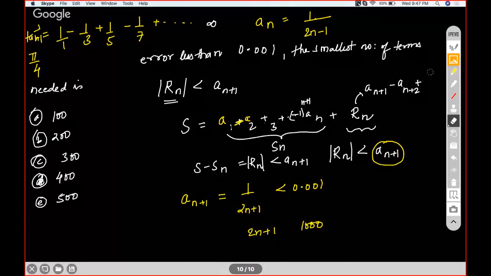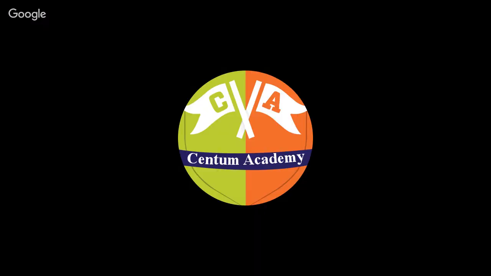So 2n should be greater than 999, so n should be greater than 999 by 2. The next number after this is 500. So I have to at least take the sum till 500 so that the error in calculating the series is less than 0.001. The moral of the story is if you take 500 terms like this, you can expect that the answer you get is not far away from the original answer by more than 0.001.